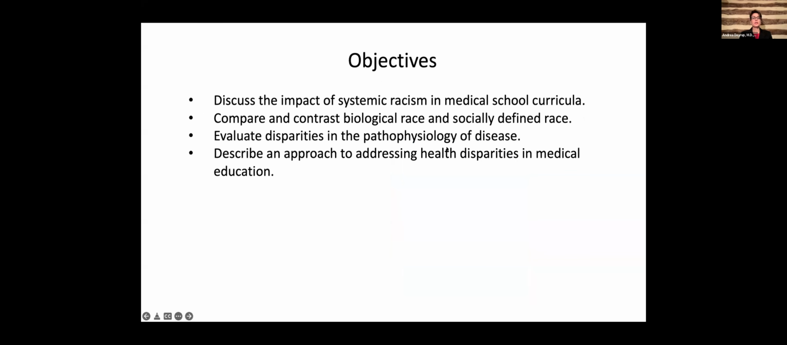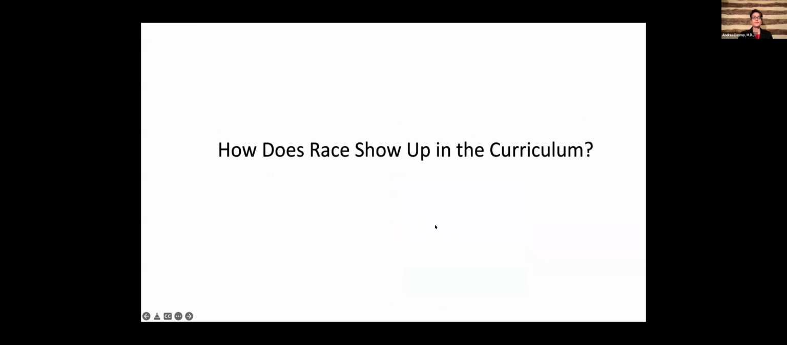So our objectives are to discuss the impact of systemic racism in medical school curricula, compare and contrast biological and socially defined race, evaluate disparities in the pathophysiology of disease, and to describe an approach to addressing health disparities in medical education. So the first question is, how does race show up in the curriculum?